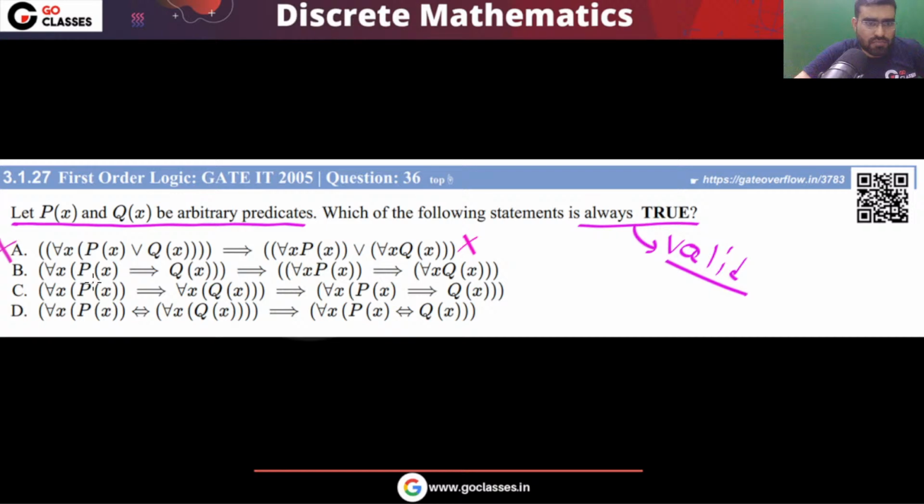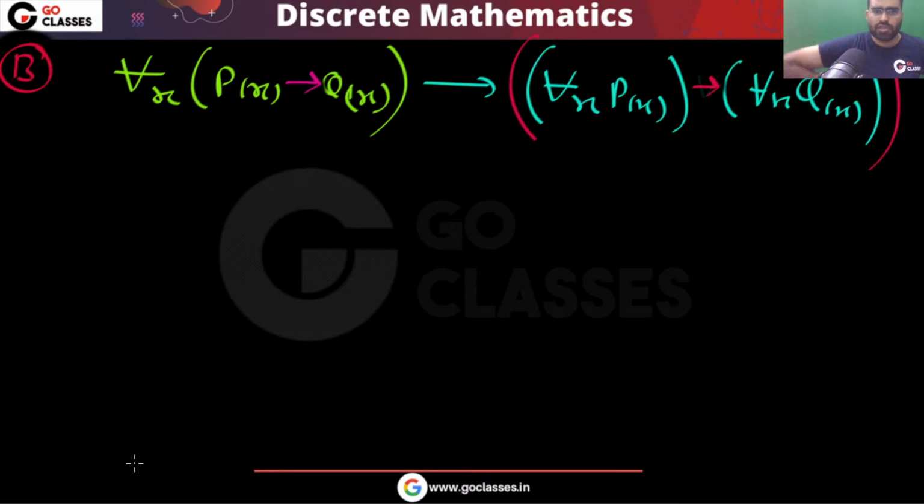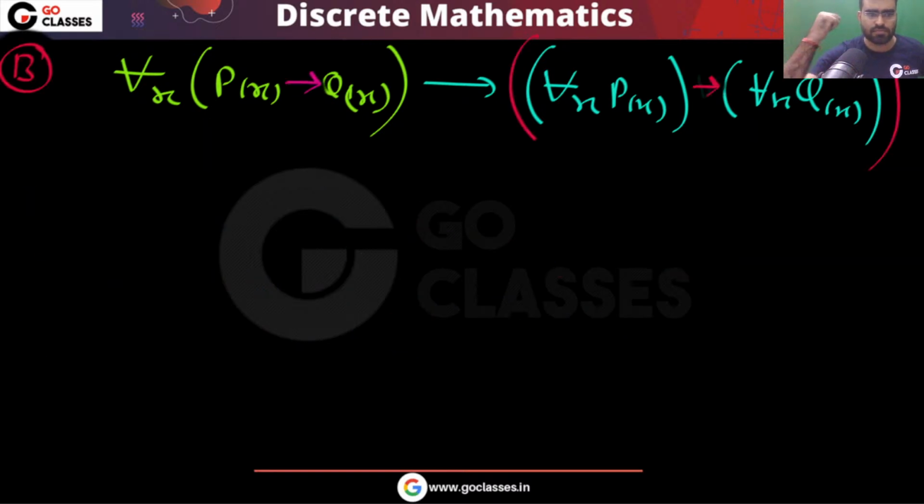What about B? B is saying that for every x, Px implies Qx, implies for every x, Px implies... so let's see this option B. What is this option B saying? Option B is saying that for every x, Px implies Qx, implies for every x Px implies for every x Qx. Okay, so this is the statement. Look at this statement and now let's solve it. What is this statement telling you? Now let's solve this question. For every x, Px implies Qx.